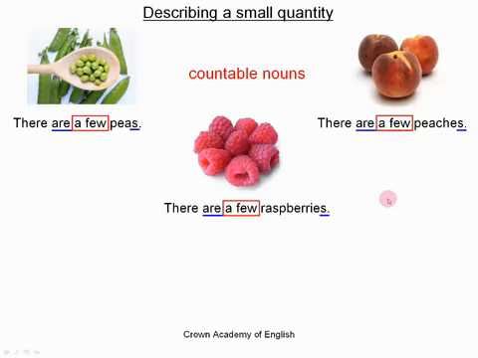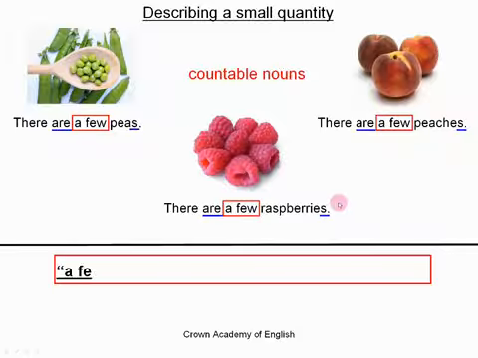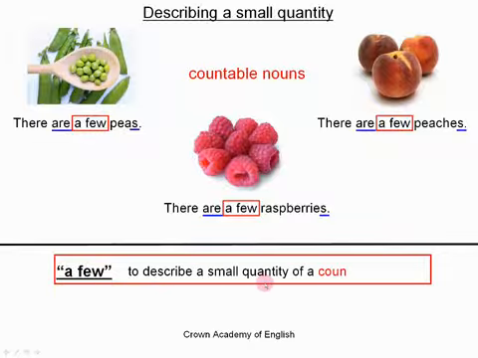So this gives us our first rule. The rule is that we use a few to describe a small quantity of a countable noun. Okay? So, if the noun is a countable noun, we must only use a few. Okay? We do not use a little with countable nouns. Okay? Let's carry on.